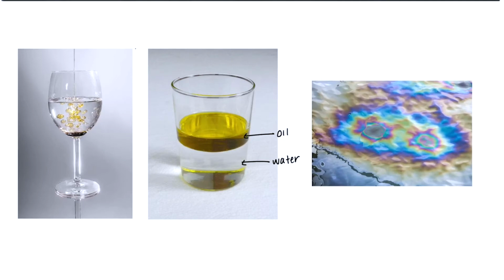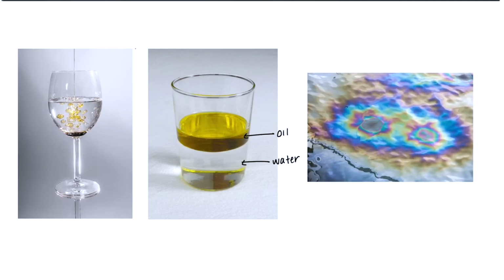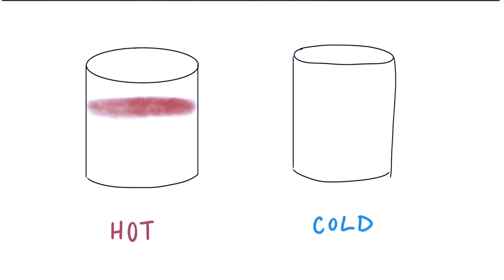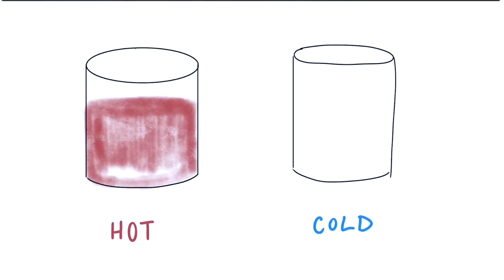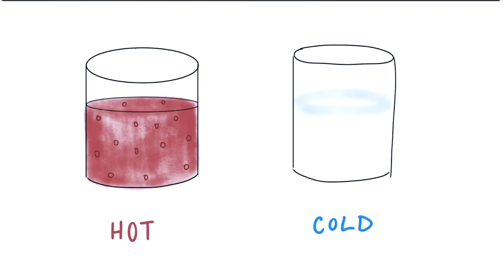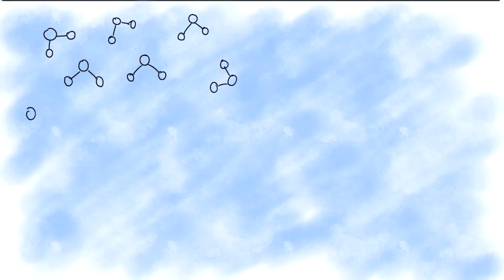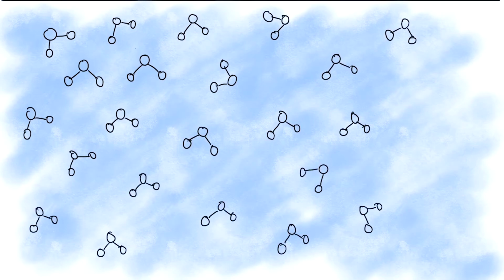Oil is less dense than water, meaning it has less molecules in a given amount of space. On a smaller scale, water has different densities at different temperatures. Hot water is the least dense, meaning that there's not as many water molecules in a given area. It has the most space between each water molecule. On the other hand, cold water is denser, meaning it has more water molecules in a given area. So each molecule has less space between them.